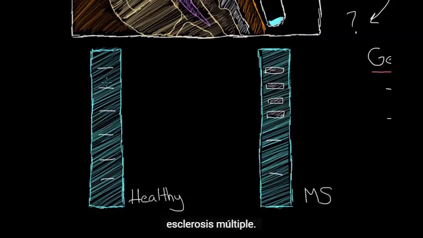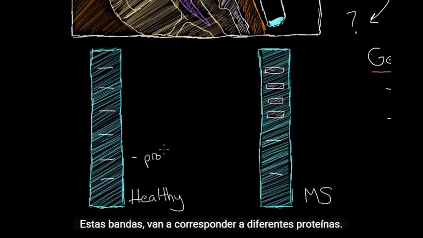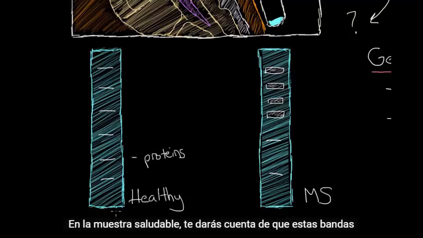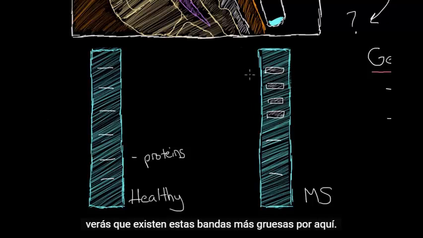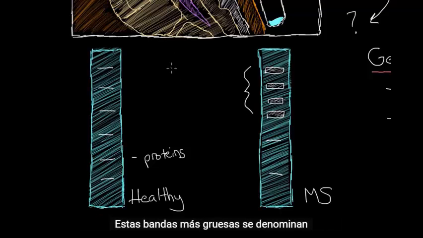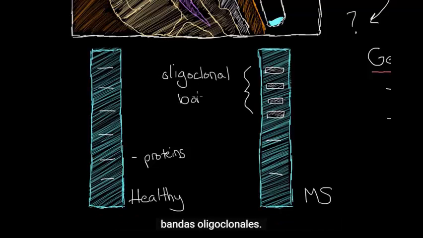So immediately, you'll notice that there are these white bands over here, and these bands are going to correspond to different proteins. In the healthy sample, you'll notice that these bands are separated uniformly. But in the multiple sclerosis sample, you'll see that there are these thicker bands over here. And these thicker bands are referred to as oligoclonal bands.